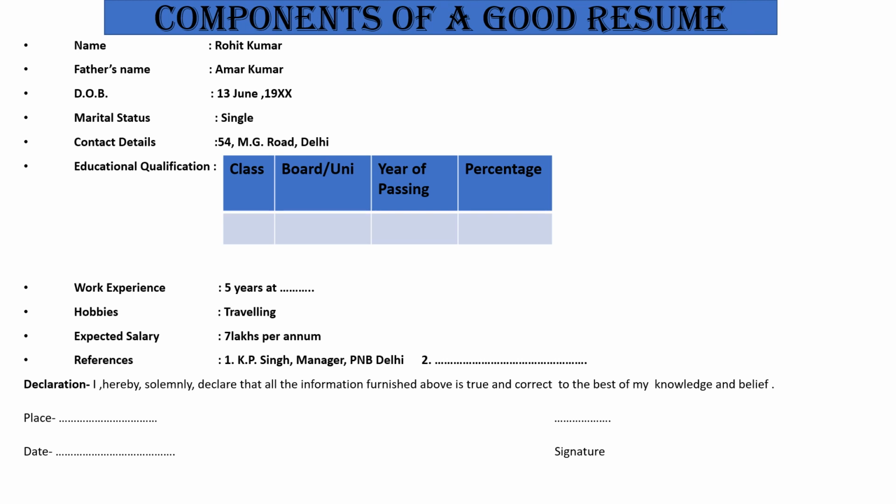Expected salary, you don't have to quote. If you are doubtful, just write the words salary negotiable. References is a must. Any two references you need to mention. Then the declaration part, then place, date, and here your signature. If the name is not given, remember always, no personal information to be given. You have to write ABC or XYZ. That's it.